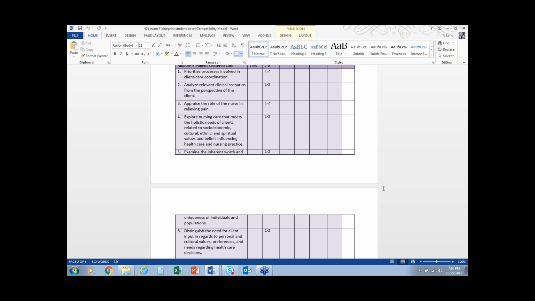The third objective says that we need to be able to appraise the role of the nurse in relieving pain. So what do you think your role as a nurse is in pain alleviation? This one gets pretty complicated because we have to think about the patient as holistic. So do we always have to use pharmaceutical interventions? The answer is no. However, we do need to appropriately manage people's pain, because when we do not appropriately manage their pain, this is how patients become addicted to pain medication.